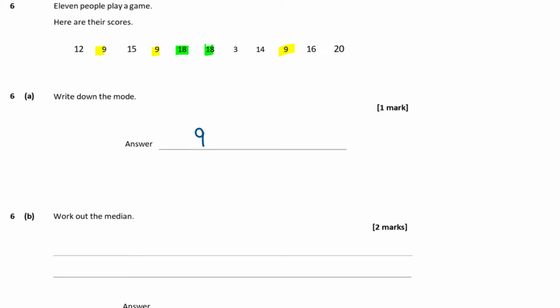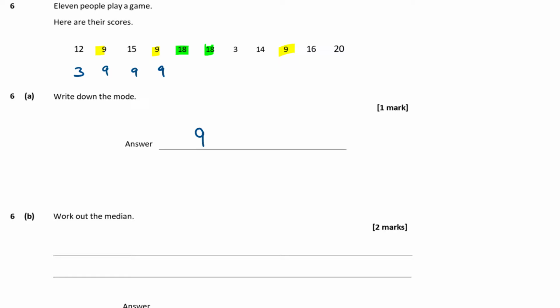Okay, so just scanning through there, I can see 3 is my smallest number. Then what's next? Is it the 9s already? Yeah, then it's the 9s. I've got 3 of those. So 3, 9, 9, 9. Then what?